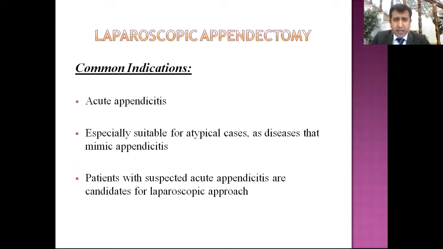The common indication is generally acute appendicitis. In some cases, when the diagnosis is not clear, laparoscopy has a very good advantage over open appendectomy, because with an open appendectomy incision, we cannot see the whole abdomen. When we operate for suspected appendicitis pain, right iliac fossa pain, or generalized abdominal pain, we can see the whole abdomen through small holes. Patients suspected of acute appendicitis are candidates for the laparoscopic approach as compared to the open approach.